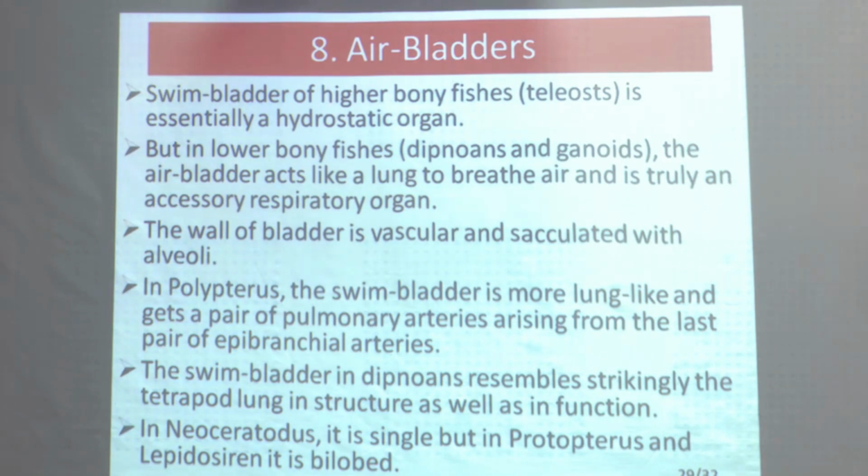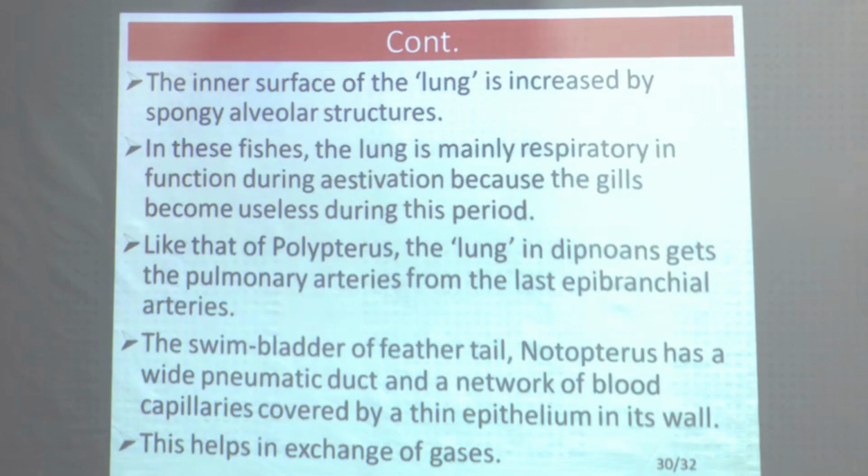In Neoceratodus it is single, but in Protopterus and Lepidosiren it is bilobed. This air bladder acts as an accessory respiratory organ. The inner surface of this lung is increased by spongy alveolar structure. In these species, the lung is mainly respiratory in function during aestivation because the gills become useless during this period. Like Polypterus, the lungs of dipnoans get the pulmonary arteries from the last epibranchial arteries.